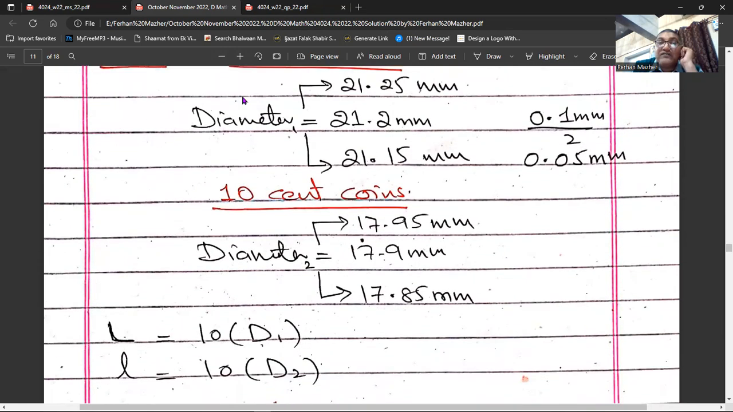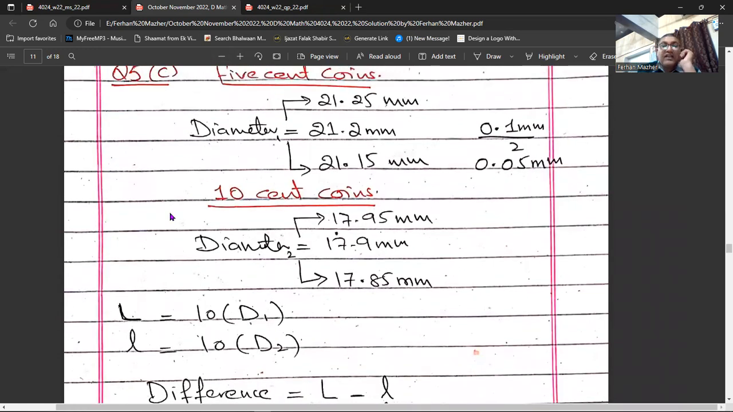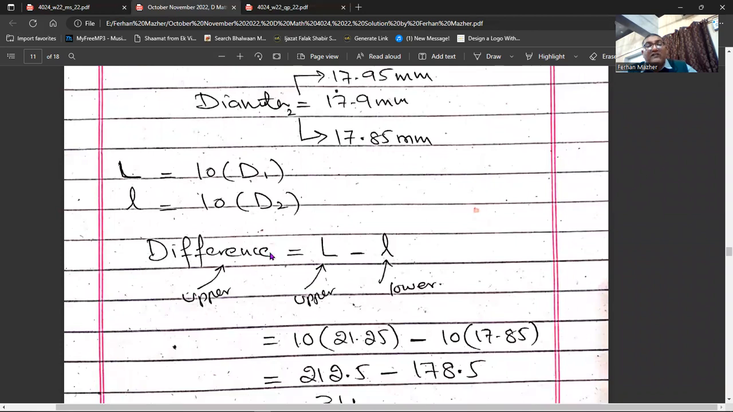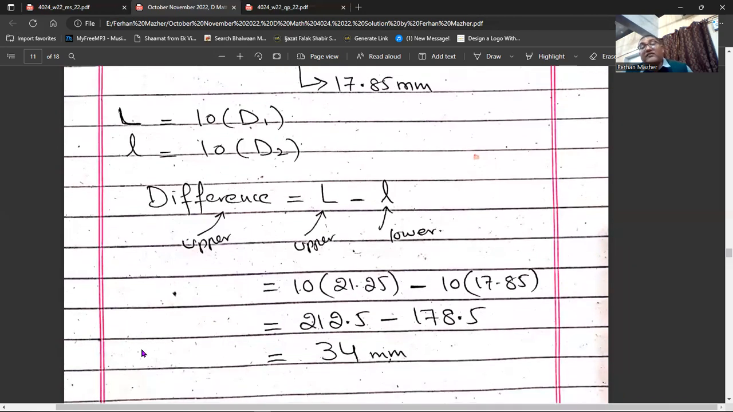So when I make a line, the length will be 10 times D1, and the other length will be 10 times D2. We want the difference of both the lines, the upper difference. You get this difference by L minus L, so this should be the upper bound and this should be the lower bound. So 10 into 21.25, I've used the upper bound, minus 10 into 17.85, I have used here the lower bound. So it will be 212.5 minus 178.5, you get 34 millimeter. So that is the difference between them, 34 millimeter.